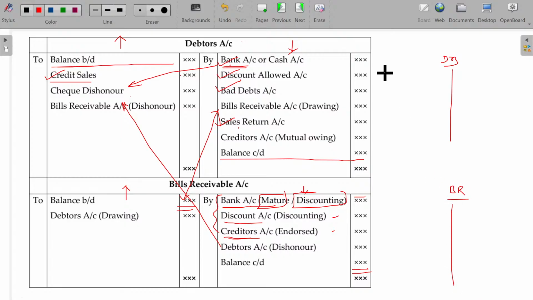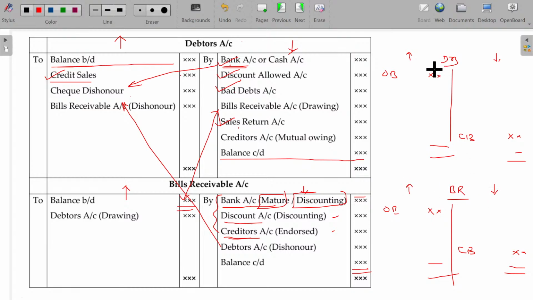Actually, these two are assets. So opening balance should be in the debit side, closing balance should be in the credit side. In debtors, opening balance should be in the debit side and closing balance should be in the credit side. If any transaction increases the debtors balance, it should be in the debit side, decreases should be in the credit side. Similarly, BR increases should be in the debit side, decreases should be in the credit side.